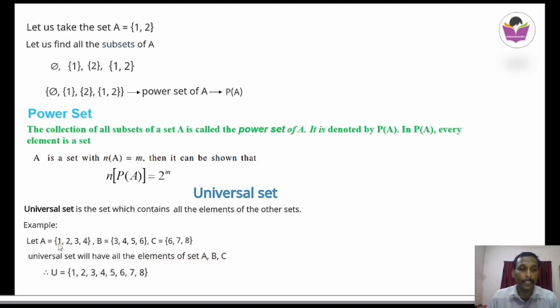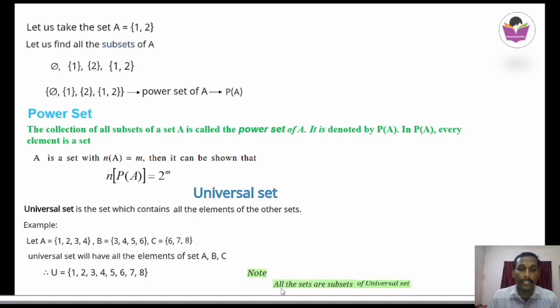That means 1, 2, 3, 4 is there. Then 3, 4 is there here also, no need to repeat. Then 5, 6 is there, we can write. Then 6 we have already written. Then 7 and 8 you can see here. So when we include all the elements of sets A, B and C, we will get a universal set.